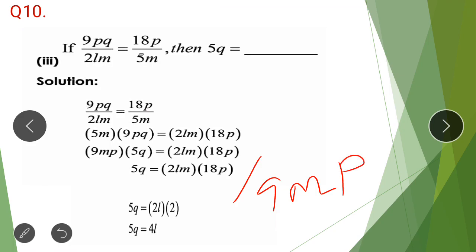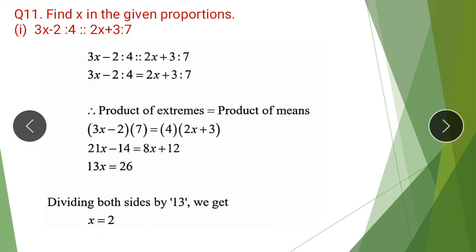division form here. So you can see here that m with m will get cancelled, p with p will get cancelled, and 9 ones are 9 and 9 twos are 18. So what is left? 2 into 2l is left here. So when you multiply, you will get the value of 5q. Next is find x in the given proportion. Question number 11, the last question.